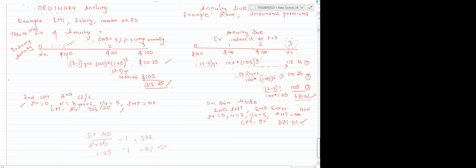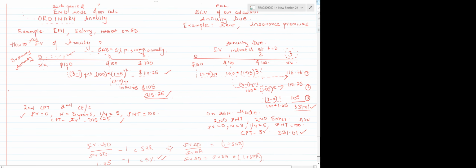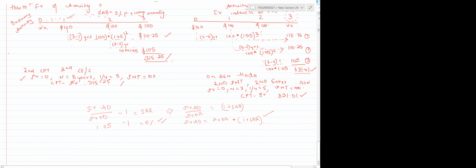Now, guys, with this formula, can I say that FV of annuity due by FV of ordinary annuity is equal to 1 plus r? Or I can say future value of annuity due is future value of ordinary annuity into 1 plus r. Guys, why is this relationship holding? This relationship will always hold good.